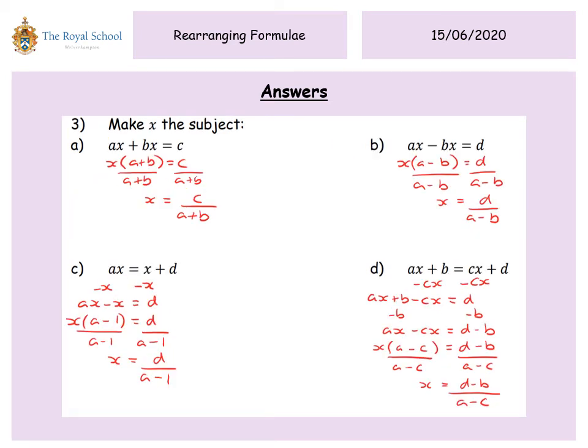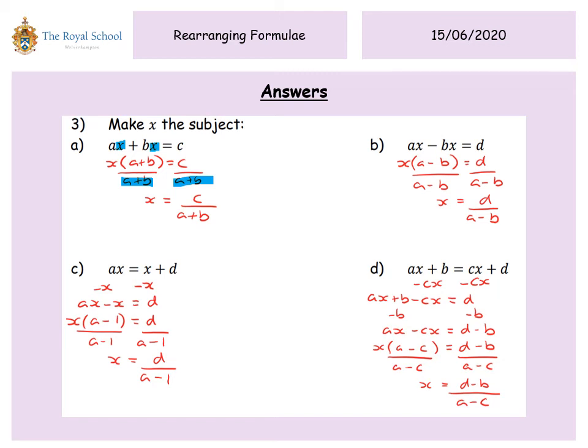Number 3, this is where we step up to the expressions where we now have the unknown appearing more than once. So to make x the subject, we can see here that x is in every term on the left and nothing on the right, so that's absolutely great. So we can now factorise out our x's. So x brackets a plus b equals c is our first step. Then we can say that x has been times by a plus b. So to get x on its own, we divide by a plus b, and that gets our expression.